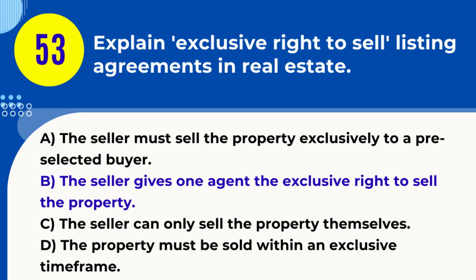Answer. B. The seller gives one agent the exclusive right to sell the property. Explanation. In an exclusive right to sell agreement, the seller gives one real estate agent the sole right to sell the property, typically ensuring commission for the agent regardless of who finds the buyer.